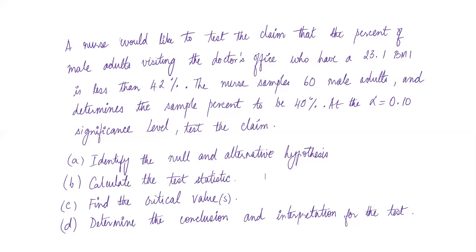So let's go back and again look for clues. We look for the keywords. A percentage, percent or proportion indicate the same. So remove all the clutter and you see that percent is less than 42. The percentage of male adults with the 23.1 BMI is less than 42%. And then the sample is 60 male adults, and the sample percent corresponding to that is 40%. Alpha is 0.1.